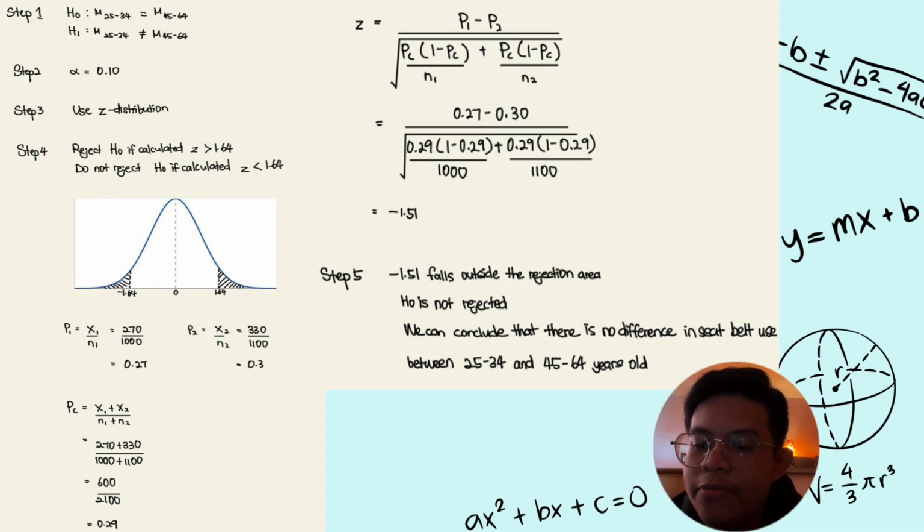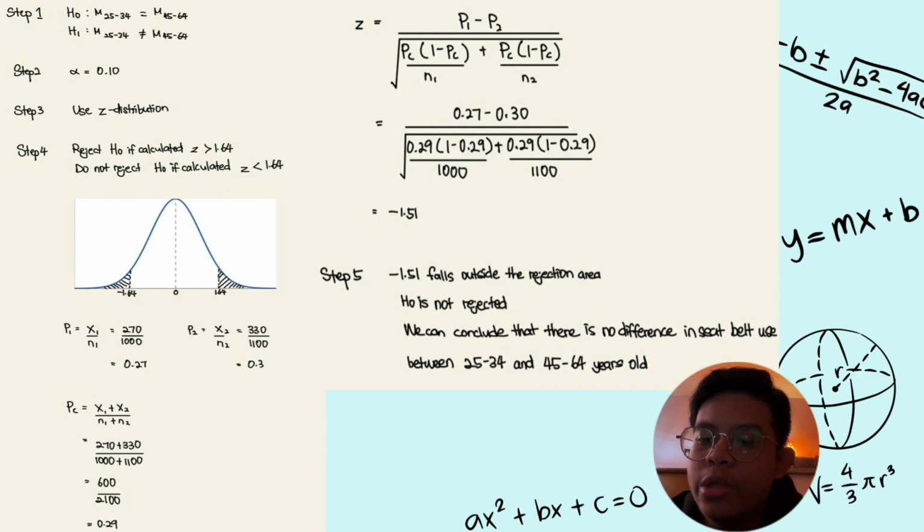Next, we find P1 equal to S1 divided by N1. So for P1 we get 0.27 and P2 0.3. PC equal to S1 plus S2 divided by N1 plus N2. So for PC we get 0.29.